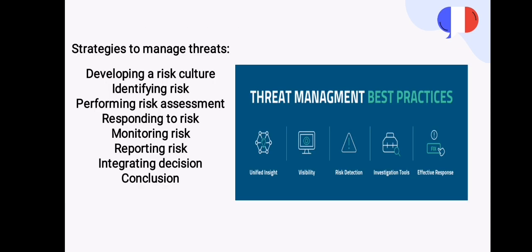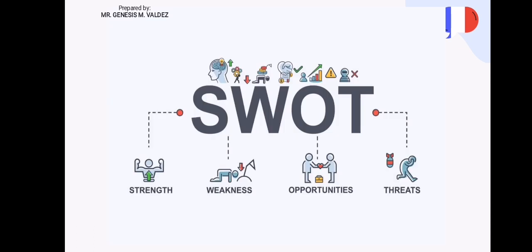Okay. Ito naman yung mga strategies natin to manage threat. Developing a risk culture, identifying risk, performing risk assessment, responding to risk, monitoring risk, reporting risk, and integrating decision and conclusion. Ibig sabihin niya to summarize, identify insight, the visibility, the risk detection, investigation tools, and effective response. Katuloy niyan ang ating SWOT. Okay, dito tayo mag-focus. Kaya hindi ko na binanggit yung iba kanina kasi magpo-fall siya dito. Kumbaga, eto na lahat. Eto kailangan din natin.